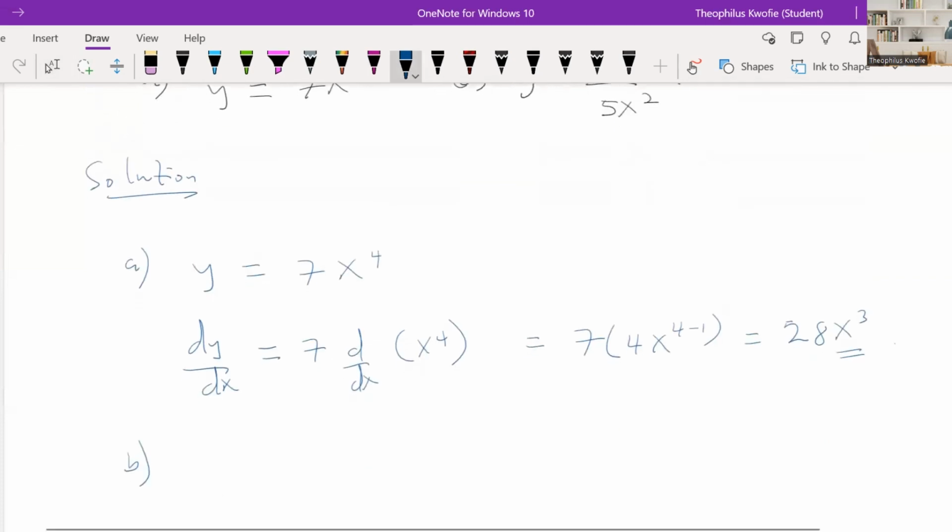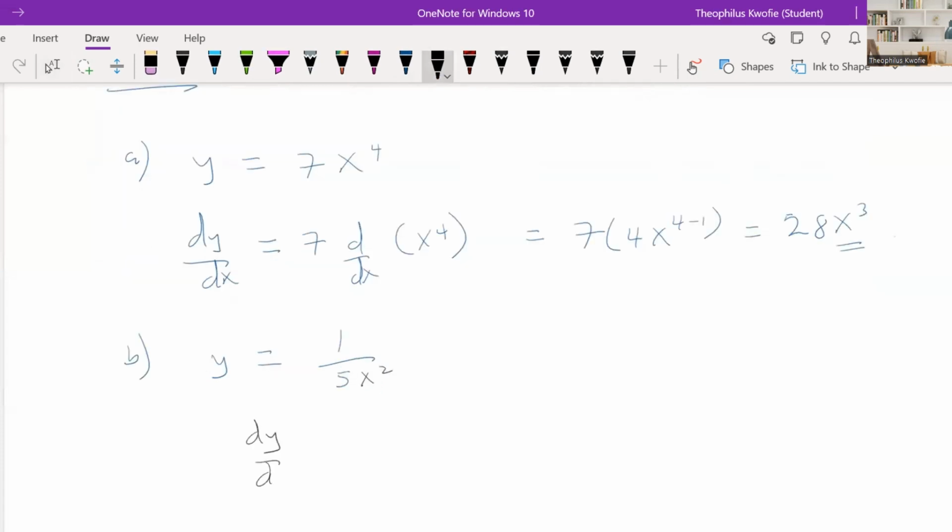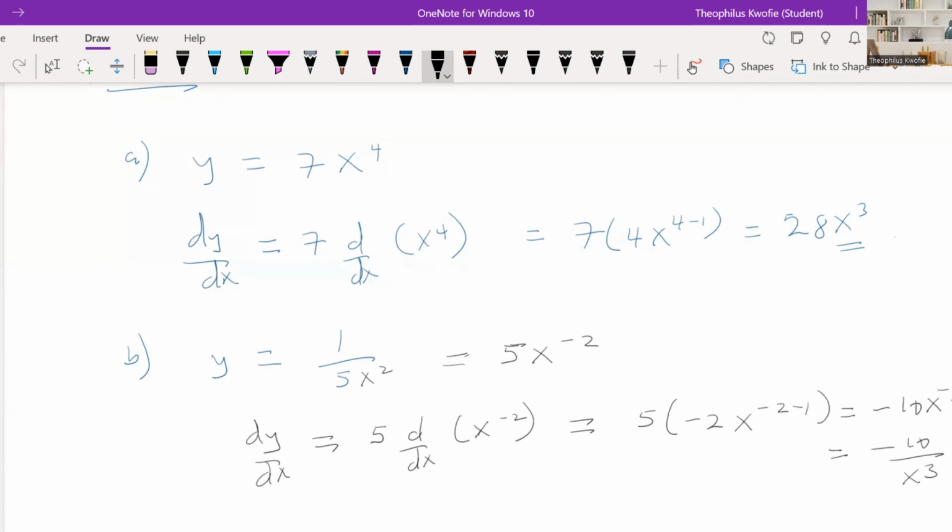What about the b part? We have y equal to 1 over 5x^2. So what will be the dy/dx? Our dy/dx will just be the constant times the derivative of the main function. With this, the derivative of x^(-2) will just be -2, then we decrease the power of the function by 1. And that gives us -10x^(-3). And this can be written as this. I hope you all get it. Okay, good. That's very important.